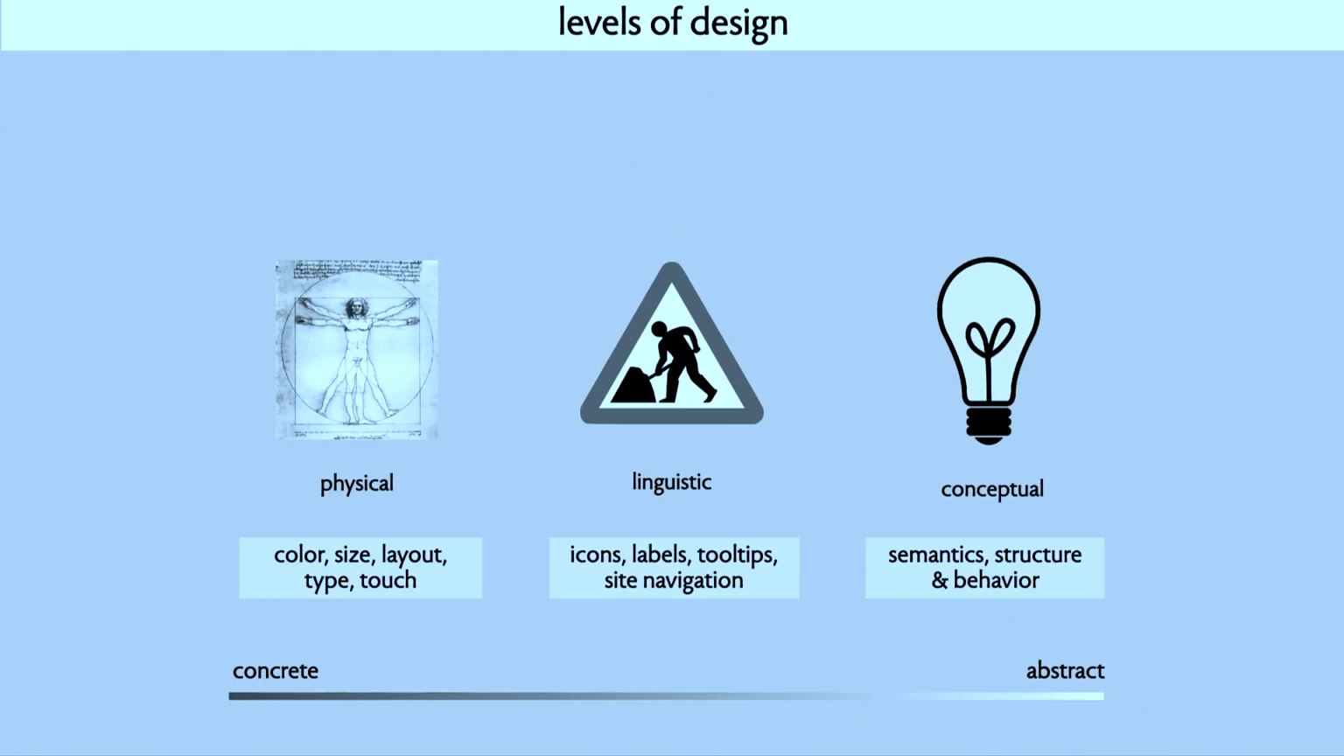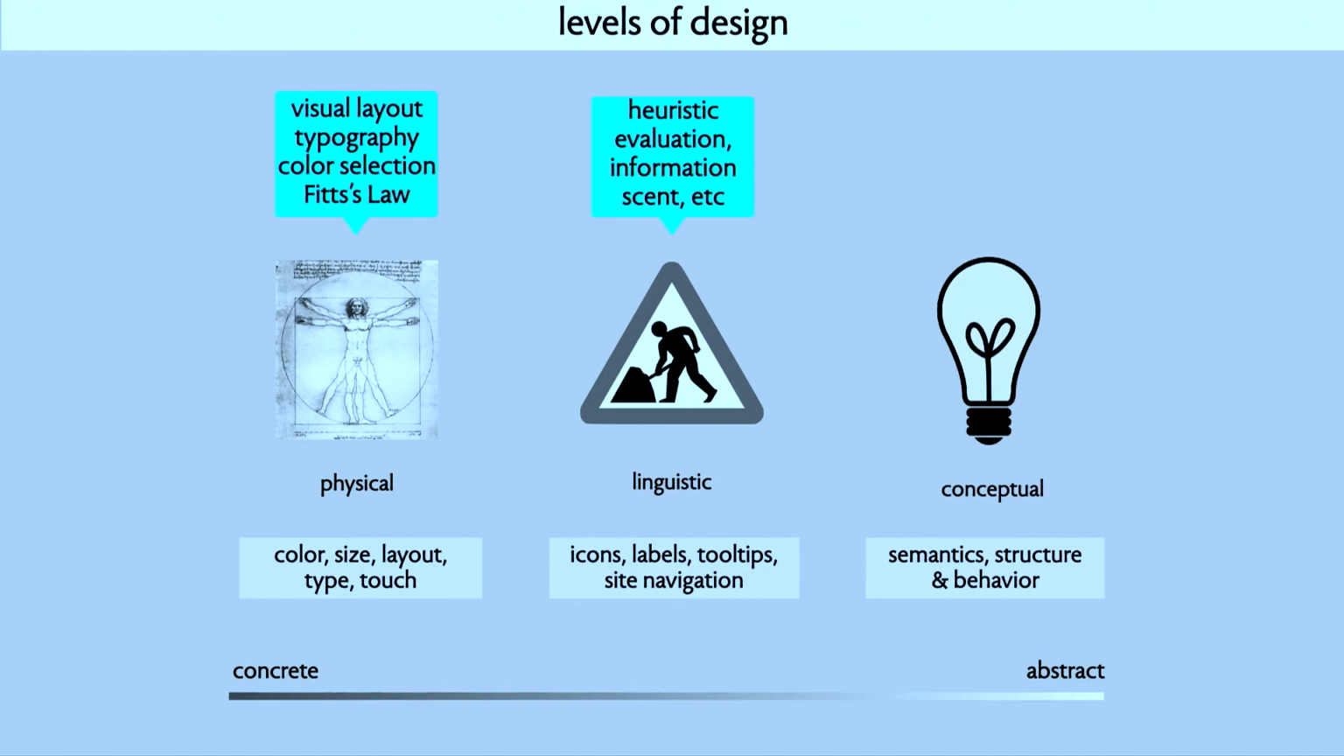And then at the top level, the conceptual level, which is really what the semantics of the system is and what it's all about. And so there are basically a bunch of different skills that we've taught over the years at these different levels. And if you're familiar with the field of human-computer interaction, you'll recognize many of these things.